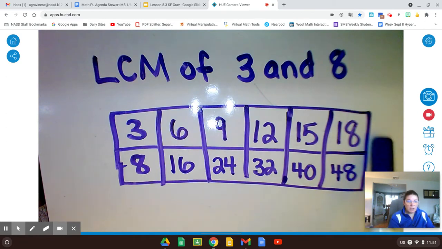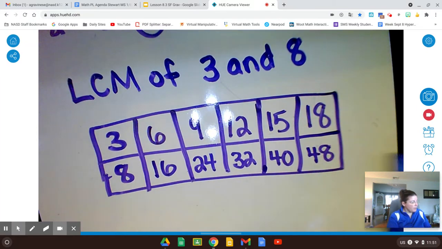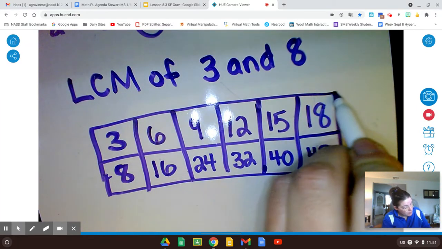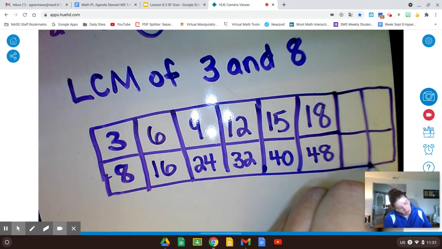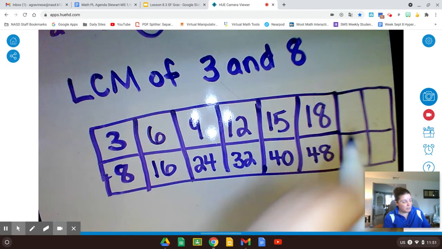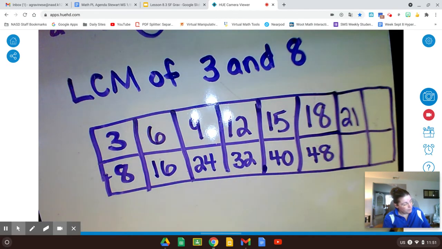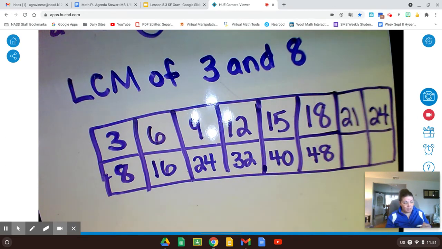So I'm going to extend my multiples of 3 and see if I can get any of these multiples of 8. Maybe I can. Maybe I have to extend and extend and extend. Here we go. Counting by 3s, continuing. 3, 6, 9, 12, 15, 18, 21, 24. I'm out of space, but I can always extend if I need to. But do I need to extend? Is there anything in common yet?